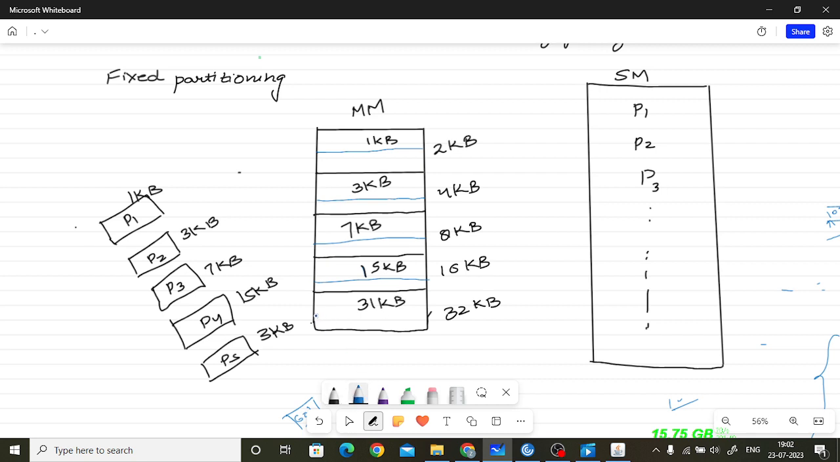and leaving 1 KB of space. Okay, so there is a limitation that we cannot put two processes in one partition or in one block. Only one process will occupy one block of memory. These are blocks, or you can say partitions. So only one process will occupy one partition. We cannot put another 1 KB process in this partition.